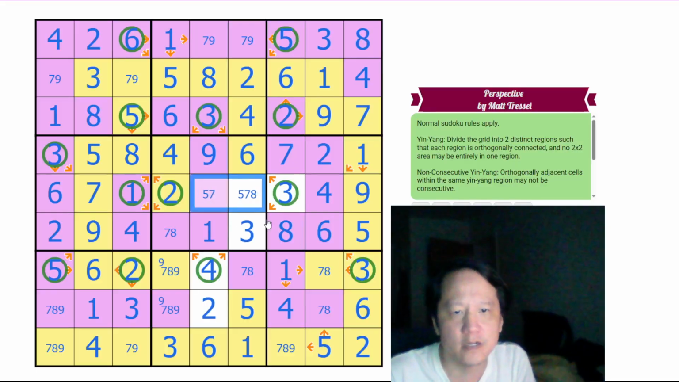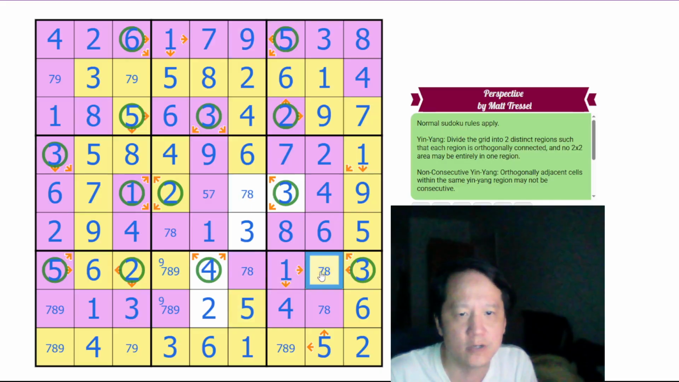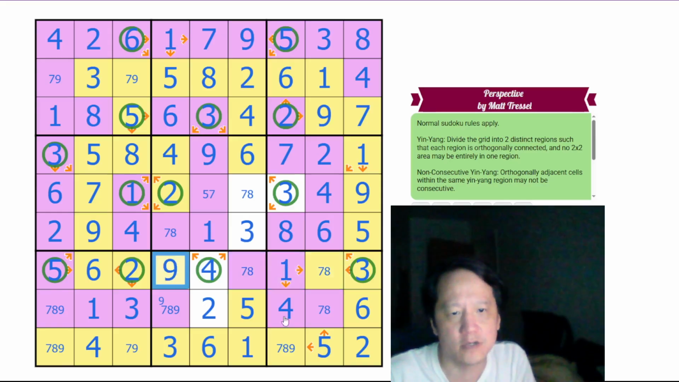No 9 here. 5, 7, and 8. 9 eliminates 9 here, so it's 7 and 9. 5 eliminates 5 here, so it's 7, 8 as a pair. 7, 8 as a pair eliminates 7, 8 here, so that's 9.